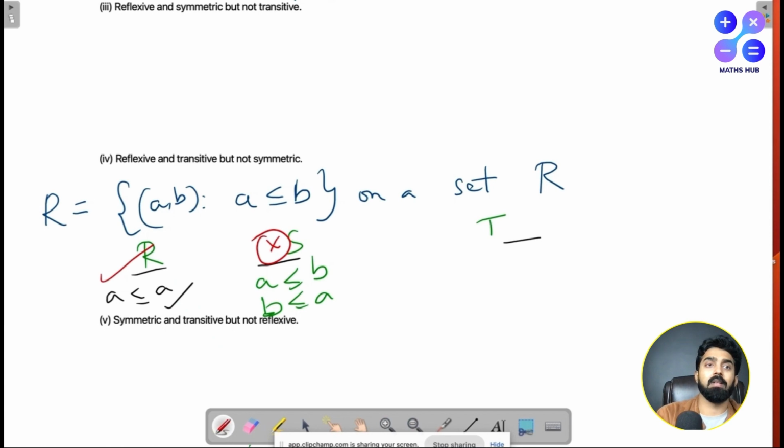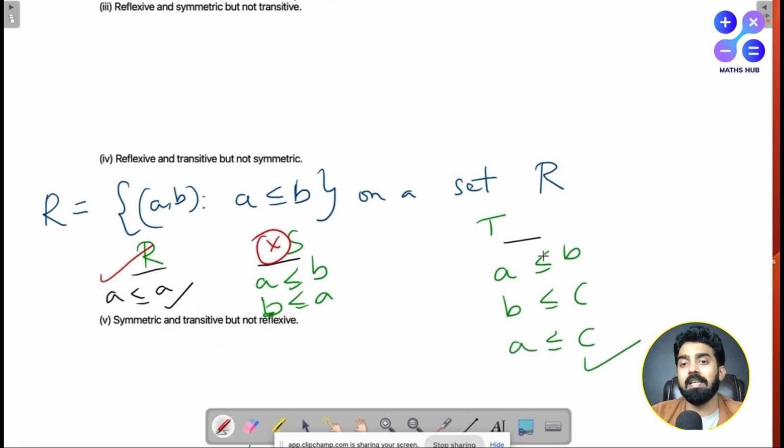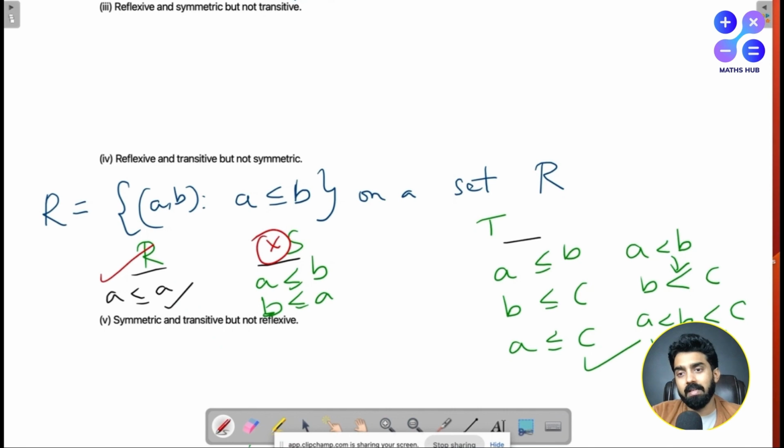Only one is possible, so it is not symmetric. Is it transitive? If A is less than or equal to B and B is less than or equal to C, is A less than or equal to C? Yes, always. If it is equal, it's obviously true. If A equals B, B equals C, obviously A equals C. But if A is less than B and B is less than C, obviously, right? A has to be less than C. It always holds true. So it is transitive. So it is reflexive, not symmetric, and transitive.